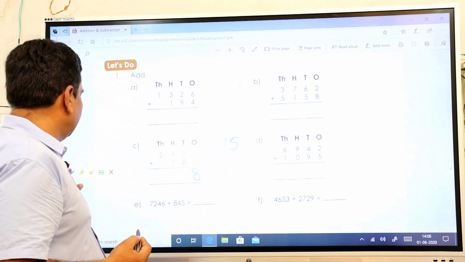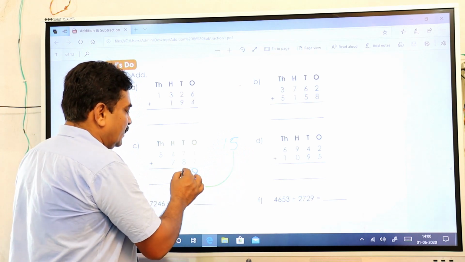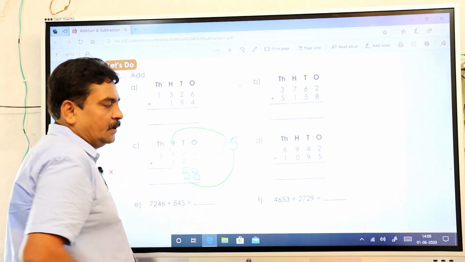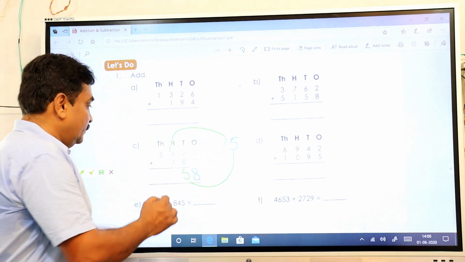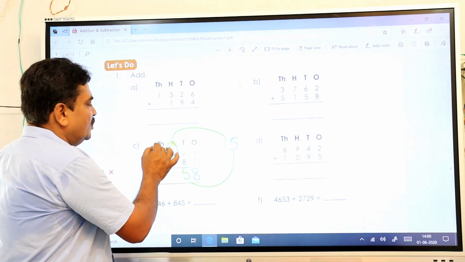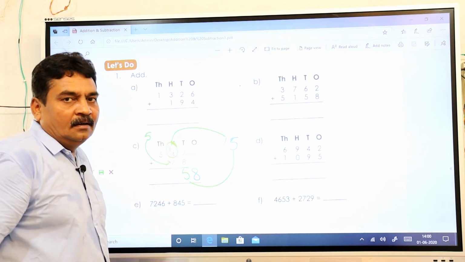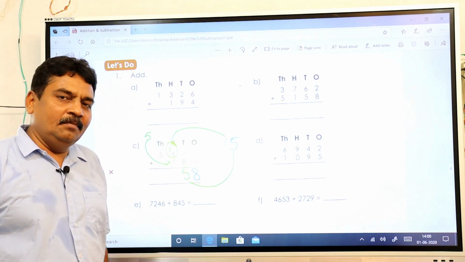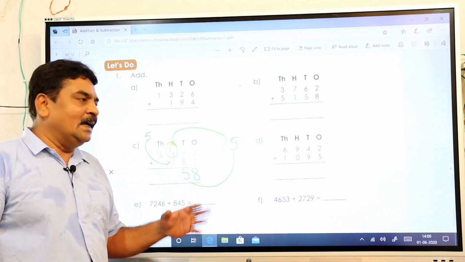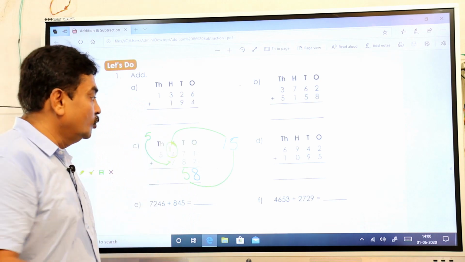Out of 15, 5 is your ones value. So write 5 here, and 1 you carry to the next number. Out of these three, first you add these two. 1 plus 4 how much? 5. Then add 5 to this 7. So 5 plus 7. Again I am repeating. Which is the bigger number? 7. So keep that 7 in your thought and then add 5 to it. So after 7, 8, 9, 10, 11, 12. You got how much?